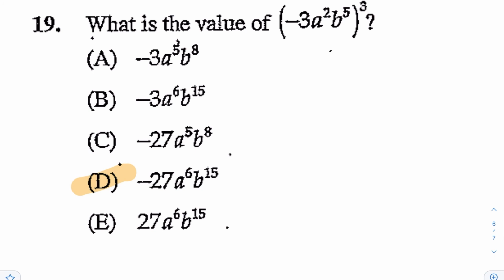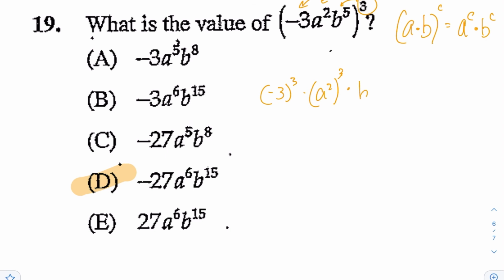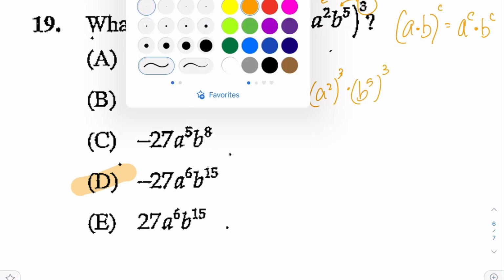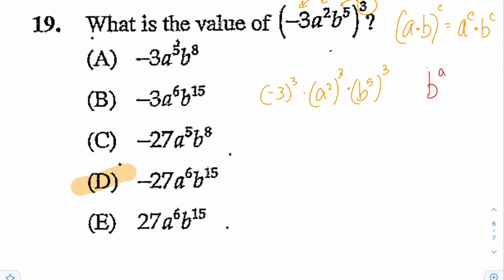Next, for number 19, what's the value of negative 3 times a squared times b to the fifth, raised to the third power? Here we have to distribute this 3 to everything inside the parentheses. It's this law of exponents: a times b raised to the c power is a to the c times b to the c. So it's negative 3 cubed times a squared cubed times b to the fifth cubed. And then we have to use power to a power: b to the a raised to the c power is b to the a times c. So you have to multiply the exponents here, which will give you a to the sixth and b to the 15th.